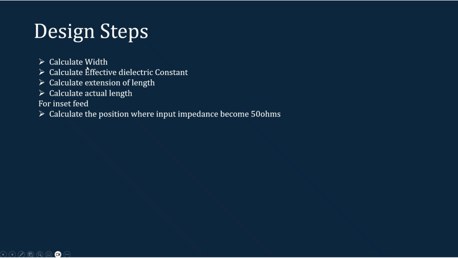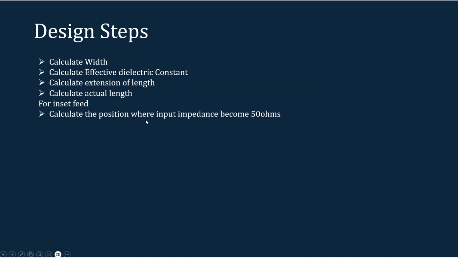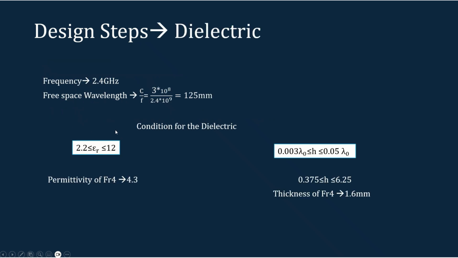Initially we have to calculate the width of the patch, then effective dielectric constant, then extension of the length and actual length. And usually in microstrip patch antenna, one of the feeding techniques is inset feed. So in this simulation, we are going to see how you can design these types of inset fed antennas. Then calculate the position where the input impedance becomes 50 ohm. That is the final step, and then simulation and optimization.